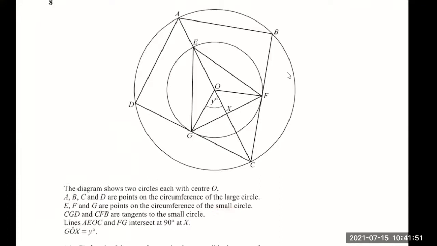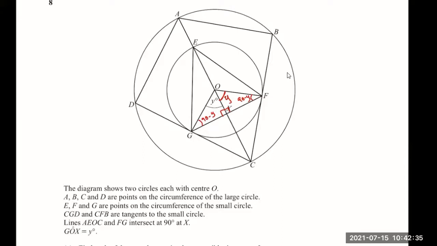So I know that if there are points on the circle, then there must be a lot of cyclic quadrilaterals. And I see tangents as well. That means there must be angles that are 90 degrees. It says lines AC and FG intersect at 90 degrees at X. So this is also a 90-degree triangle. If this is 90 degrees, then this must be 90 minus y, and this must also be 90 minus y. This must also be y then. So I'm just looking at the triangle and trying to come up with answers for the triangle.